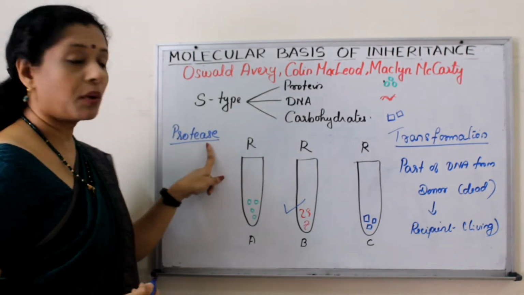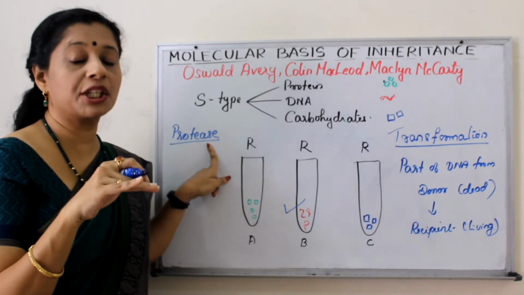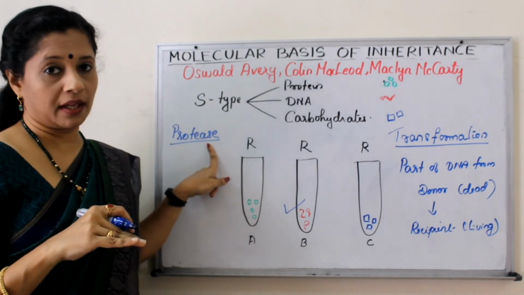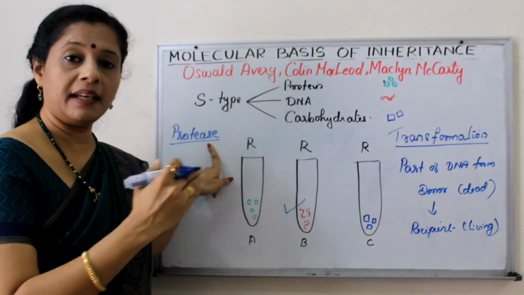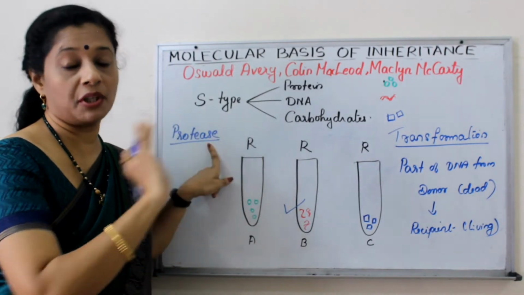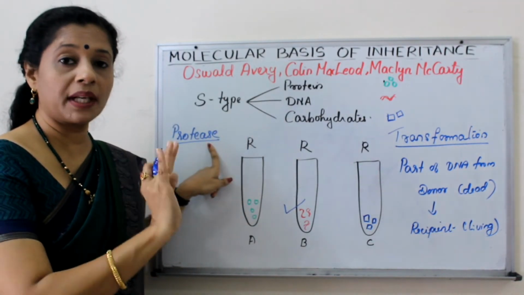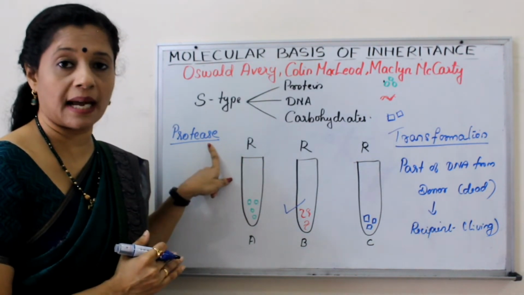You know, protease enzyme is an enzyme acting on protein. So it will denature or digest the protein. So when they added protease enzyme and conducted the experiment, they found the mice were still dying of pneumonia. That means protein is not the factor, because protein was removed but transformation still happened.